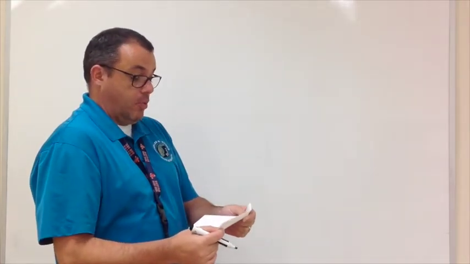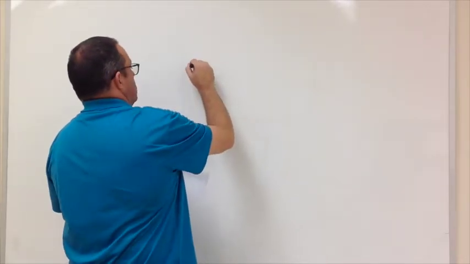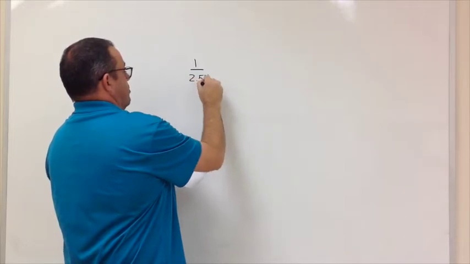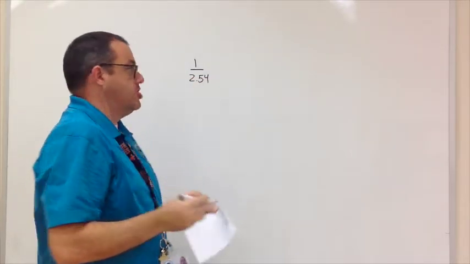Okay, so let me go ahead and show you how we're going to convert between our customary measurement system and the metric system. So if you look at your notes, you have your conversion charts. We're going to look at inches to centimeters. So I know that the ratio of inches to centimeters is 1 inch to 2.54 centimeters. Okay, so that's my ratio of inches to centimeters.